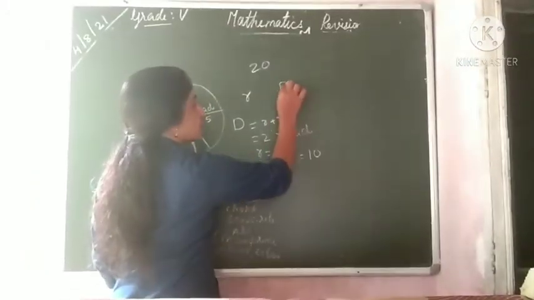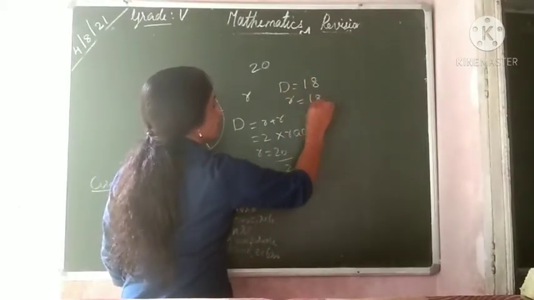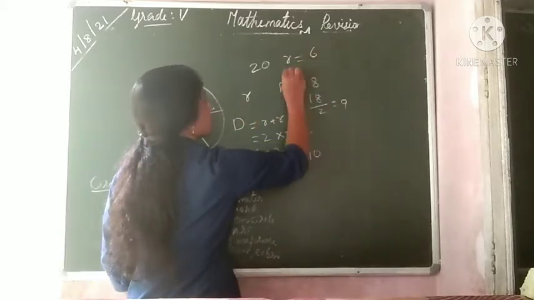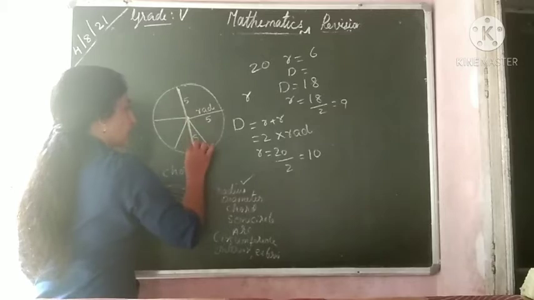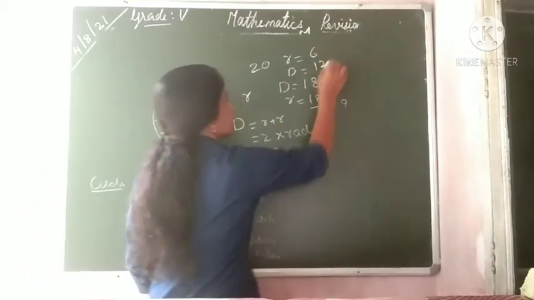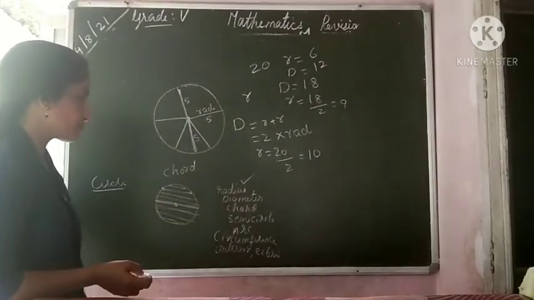If the diameter is 18, what is its radius? 18 by 2 is equal to 9. If the radius is equal to 6, what is the diameter? The radius is 6 and this is also 6. That is 6 plus 6 is equal to 12. Diameter is double. Radius is half.